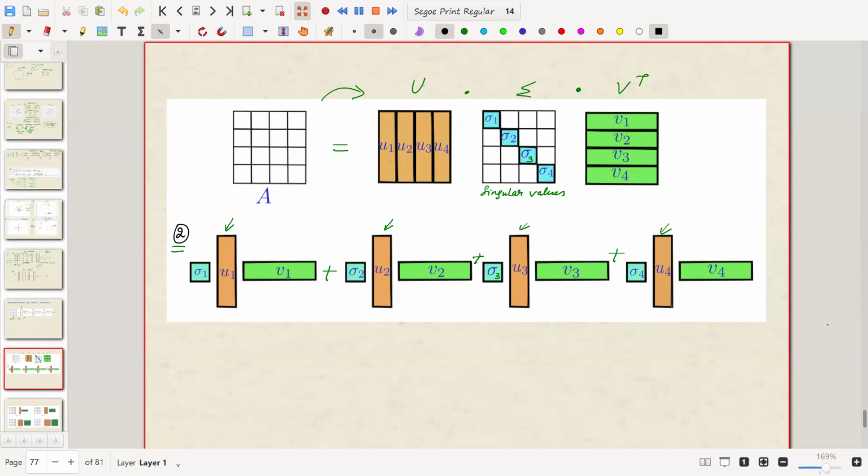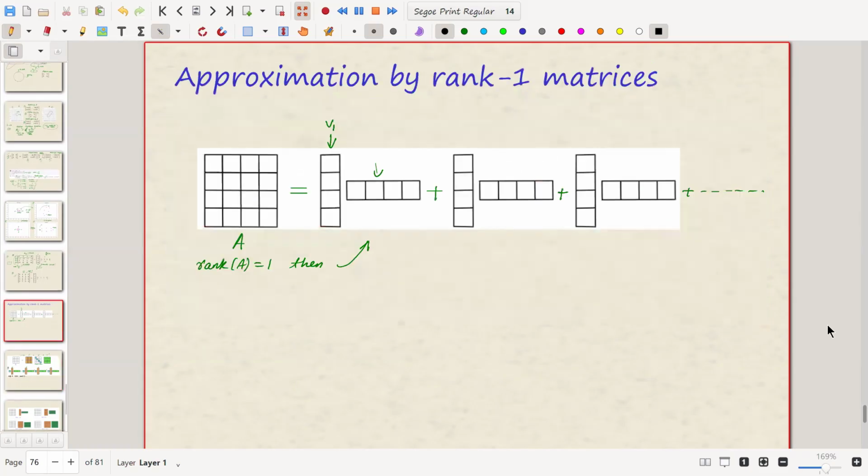And this you cannot do every time. You can only do it when rank of A is 1. Okay. When rank of A is 1. Therefore, my title above was approximation by rank 1 matrices.